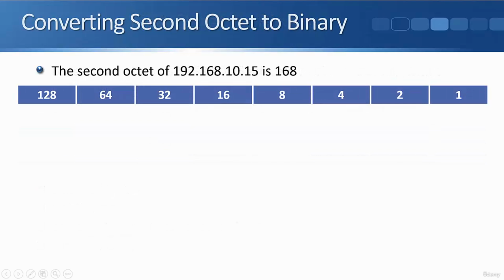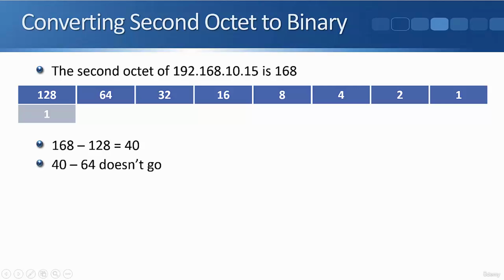Let's do this same process again for the second octet of 168. Does 128 go into 168? Yes, it does, so we'll put a 1 in there. The difference between 168 and 128 is 40. We've got 40 left. Does 64 go into 40? No, it doesn't, so we put a 0 in that column. Then does 32 go into 40? Yes, it does, so we put a 1 in there, and 40 minus 32 gives us 8 left.